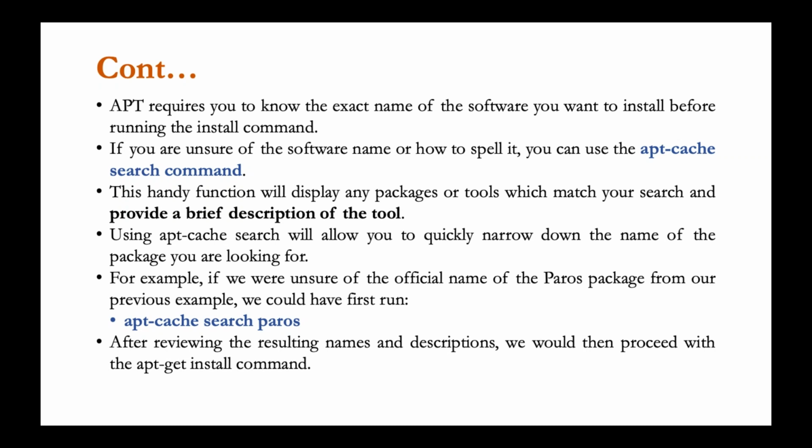Using apt-cache search will allow you to quickly narrow down the name of the package you are looking for. If you were unsure of the official name of the Paros package from our example, we could have first run apt-cache search paros. After reviewing the resulting names and descriptions, we would then proceed with the apt-get install command. Please note, if you are using Kali Linux, Paros will already be installed for you. Even so, apt-get install is still a powerful tool for installing software.